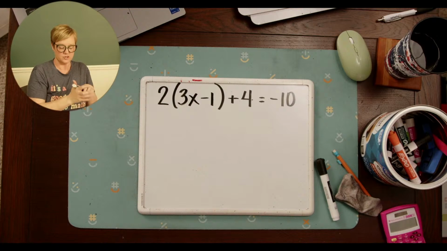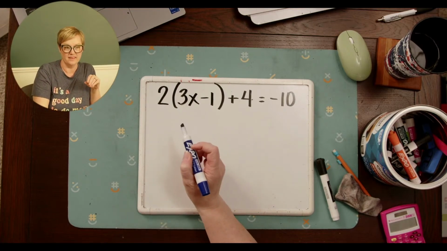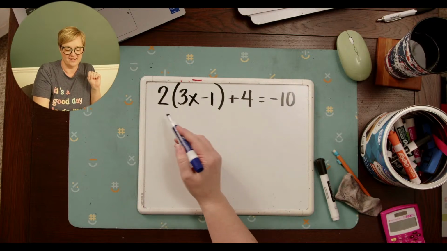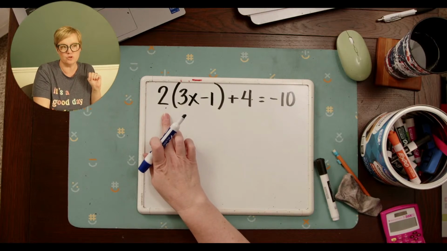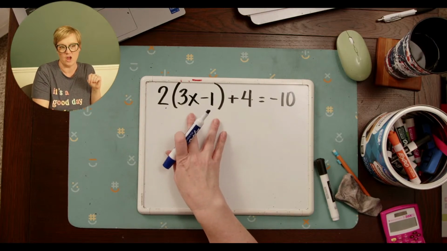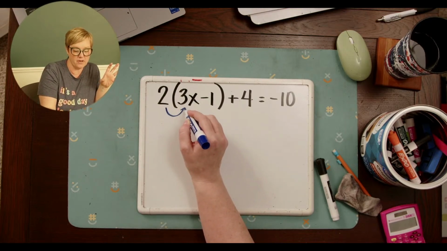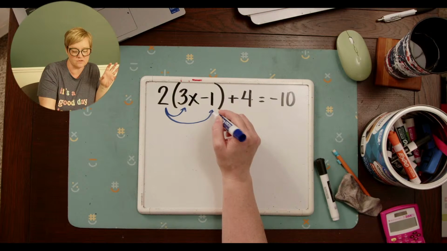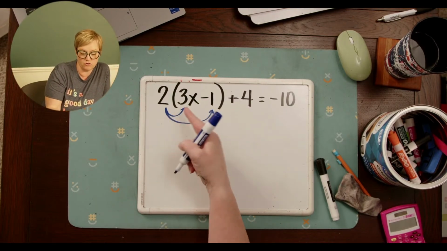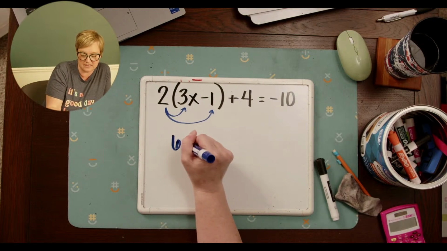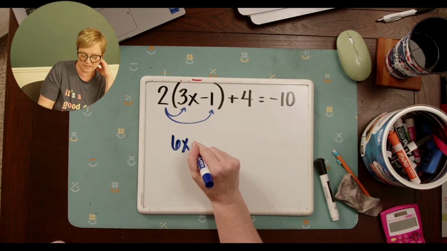Okay. So the first thing we're going to do on this is distribute the 2. That means I'm going to multiply. This means I have 2 groups of 3x minus 1. So if I have 2 groups of 3x minus 1, I'm going to multiply everything in here by 2. That's called the distributive property. So 2 times 3x, if I have 2 groups of 3x, I have 6 x's. And I have 2 negative 1s, which means it's minus 2.